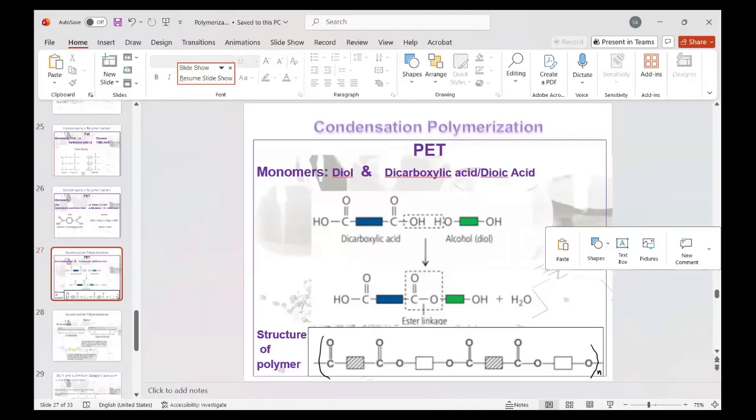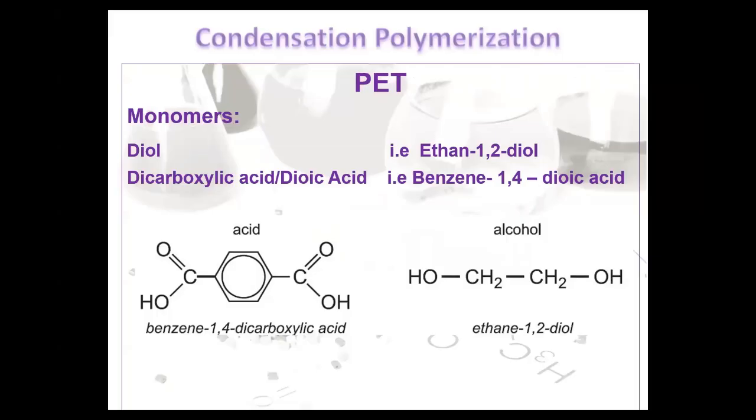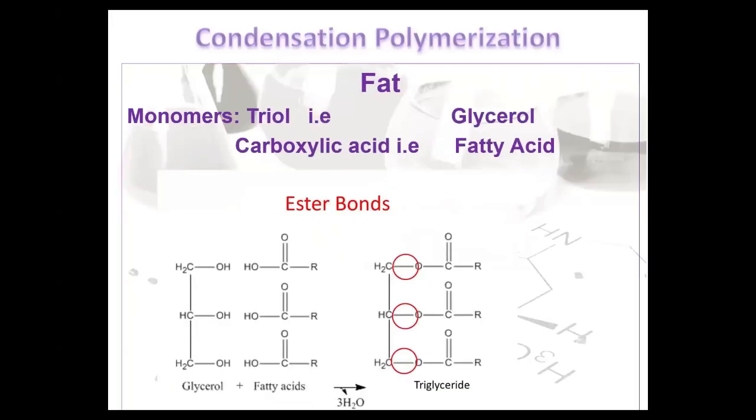Types of polyesters. One was fat and one was PET. For fat, you had an alcohol and a carboxylic acid, where the alcohol was named glycerol because it was a triol, one molecule with three carbons and three OH. And then there were three different fatty acids, one, two, three.